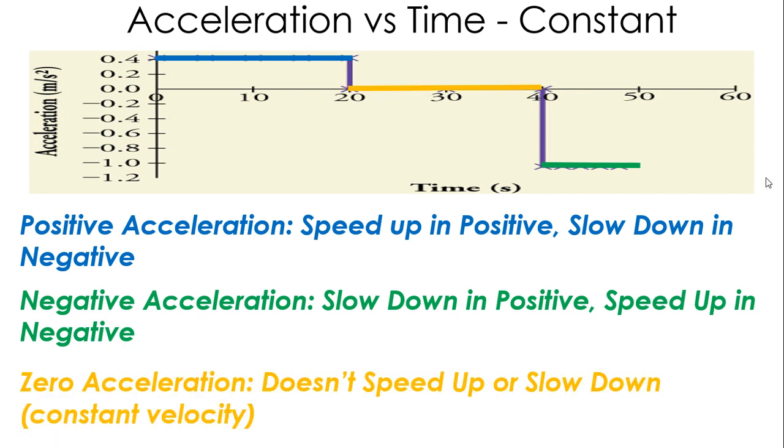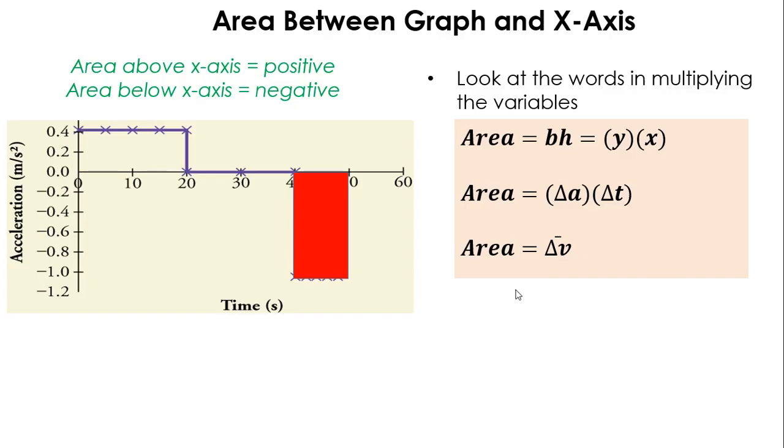And if you have no acceleration, that means that you are not going to change your velocity. So it doesn't mean you're not moving, it means you're not changing your motion. So this could be an object at rest or an object keeping a constant velocity. All right, so let's take a look at the area because this one is a nice little rectangle that we could take a look at. If I shaded in the area between the graph and the x-axis, I'd have this rectangle that is in the negative area.